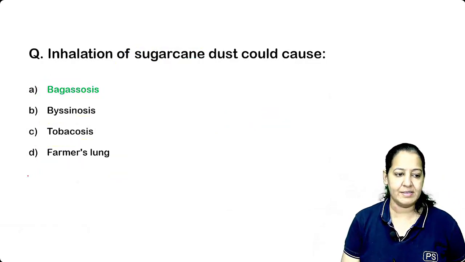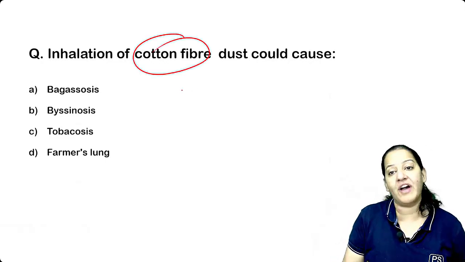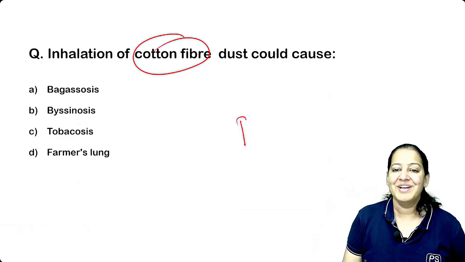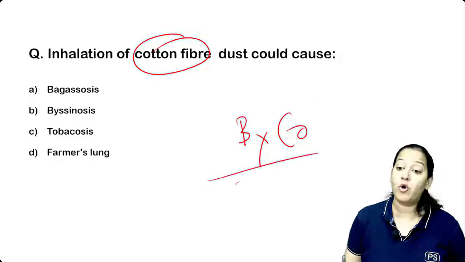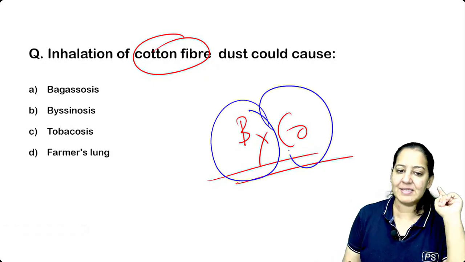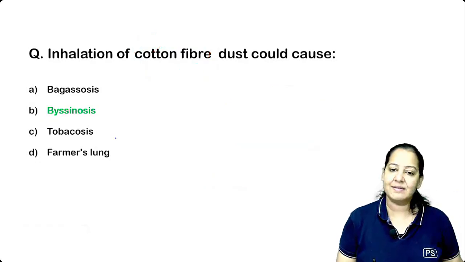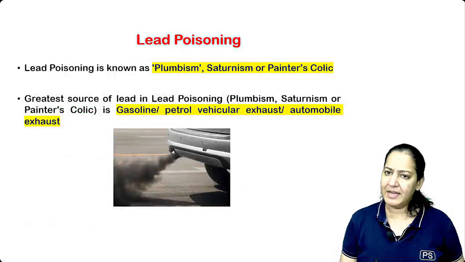Everyone, give me the answer. The correct answer is bagassosis. And the next question, you got it. Inhalation of cotton fiber dust leads to what? I told you one more mnemonic, bico. The mnemonic is bico. So it's byssinosis. It is caused by cotton fiber. So in that case, the answer will become B. You get many questions on that.